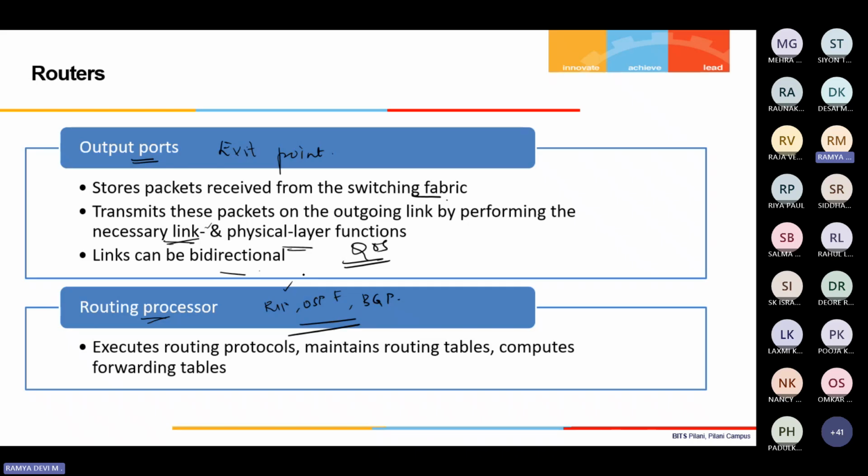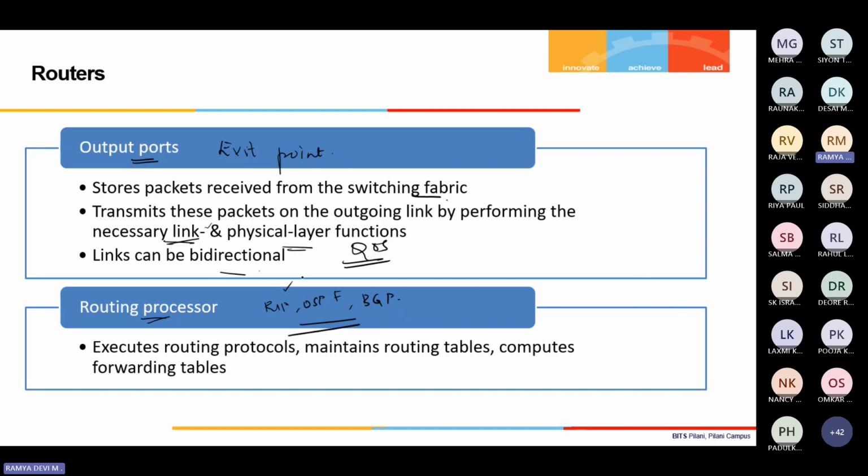This will be used by the input ports. Based upon the packet that has been received, it will decide the next hop for forwarding the packets. The routing table is continuously updated. The past decisions will be changed based upon the network changes, so continuously it will be updating the routing table.